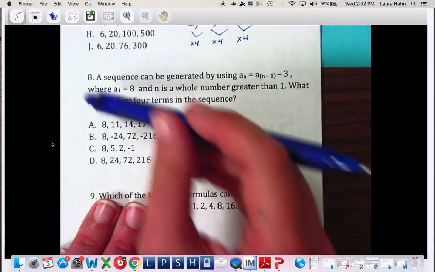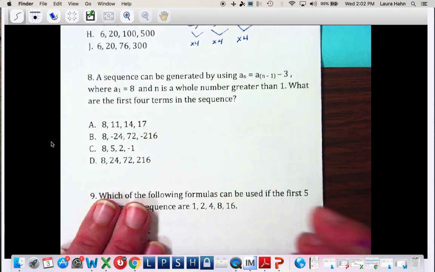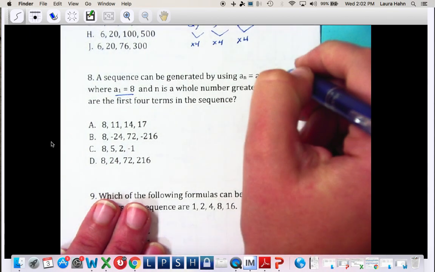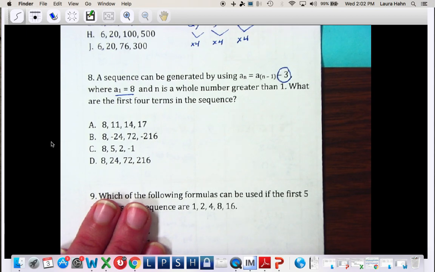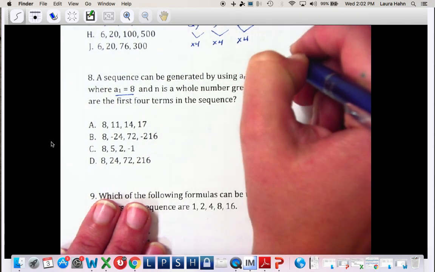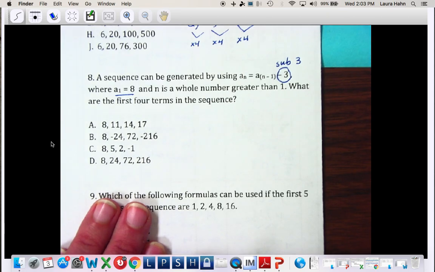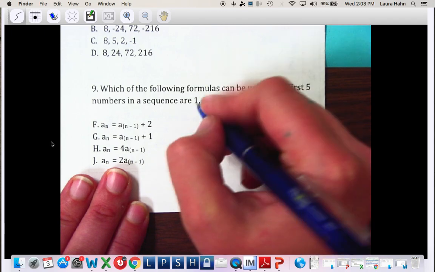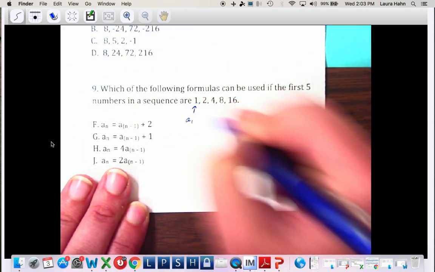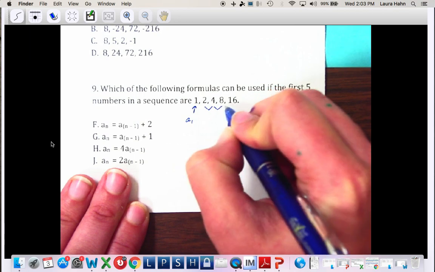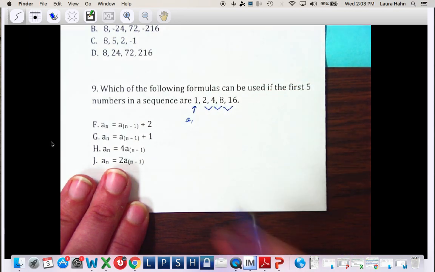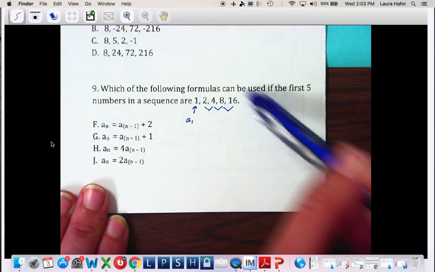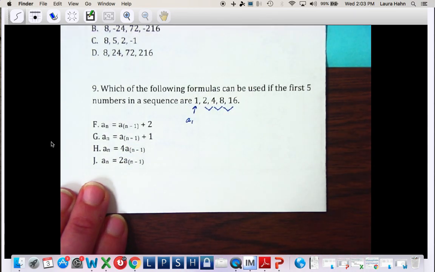Okay, so I kind of want you to try 8 and 9 on your own. Just pay attention to what's happening. It's saying your first term is 8. It's telling you to subtract 3. Okay. On this one, you know your first term. That's your first term, right? And as you move from one to the next, figure out what is happening. And then from there, pick which of these formulas match what's happening. Alright, try 8 and 9 on your own.